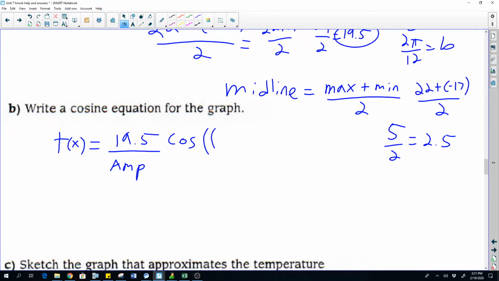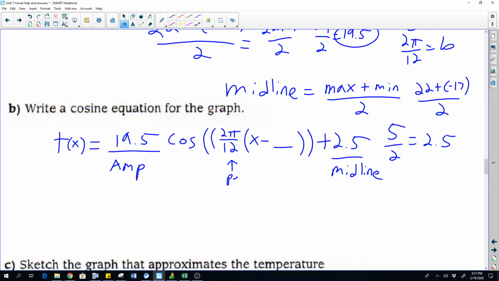However, you're going to have two sections of the period going on. So 2 pi divided by 12, 2 pi over 12, because the period is 12. And then you're going to have x minus something that we're going to talk about in a second, and that's the phase shift for this part 2 problem. And then plus our 2.5, which again is our midline.